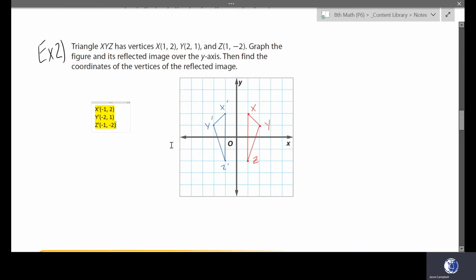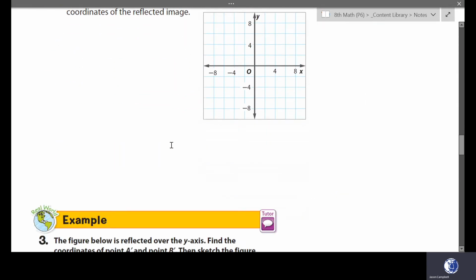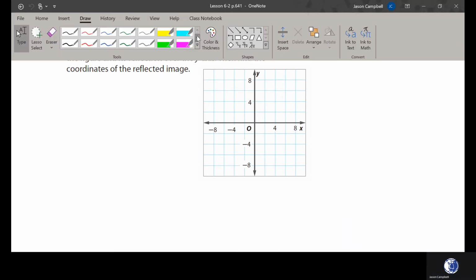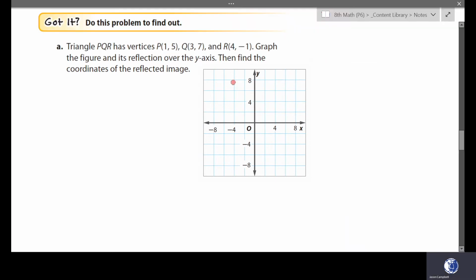Let's keep moving. Go ahead and try Got It A, and then resume this video when you're done. Got It A says triangle PQR, grab my marker, has vertices at (1, 5). Oh, so these are counted by 2s. So (1, 5) is going to be here.